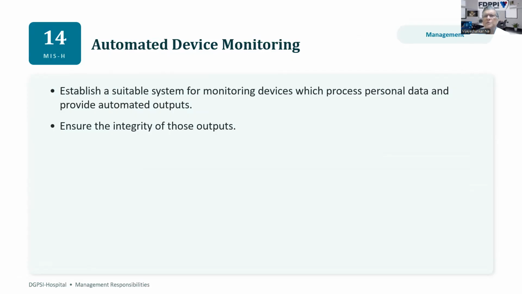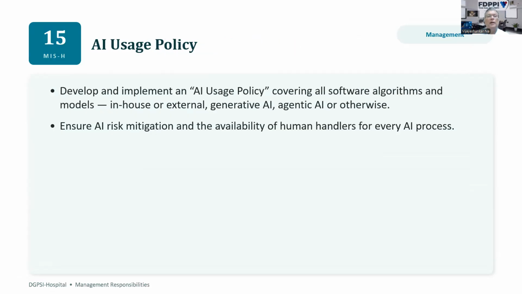The 14th implementation specification is about establishing a suitable system for monitoring devices which process personal data and provide automated outputs, some of which may fall under the AI category, some of which may not fully fall in the category of AI, but they may be taking automated decisions, so they also have to be taken note of. Ensure the integrity of these outputs. Now, there has to be an AI usage policy. Develop and implement an AI usage policy covering all software algorithms, models, in-house and external, generative AI, agentic AI.